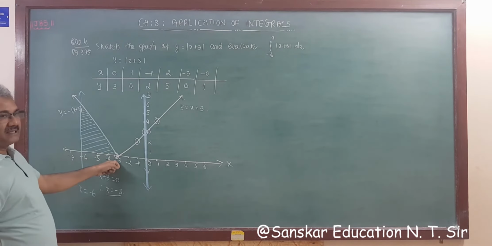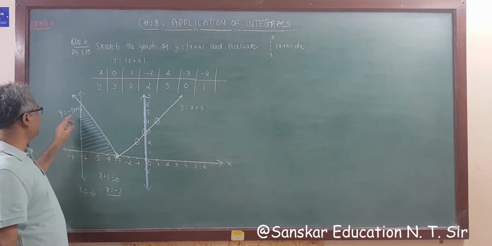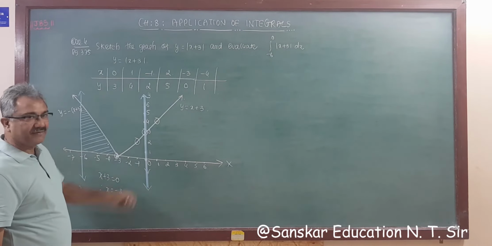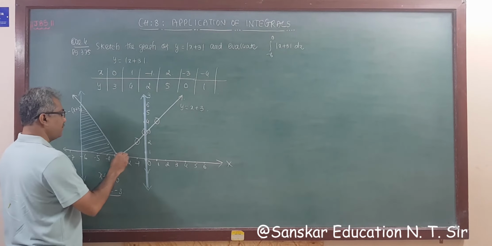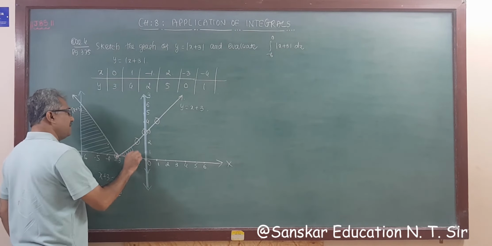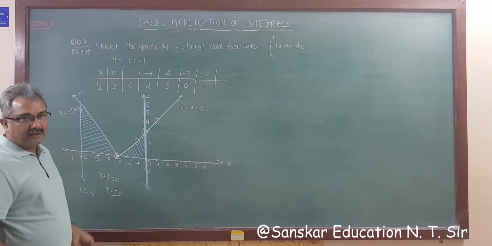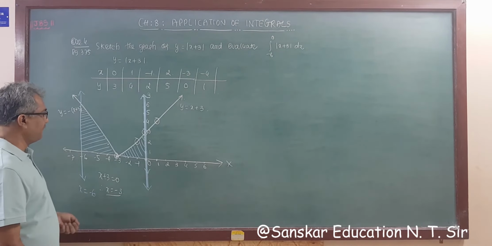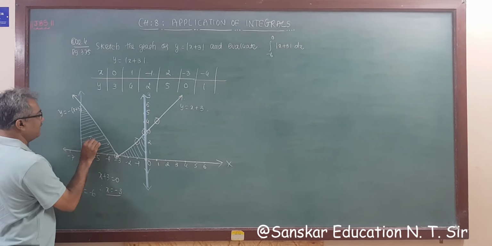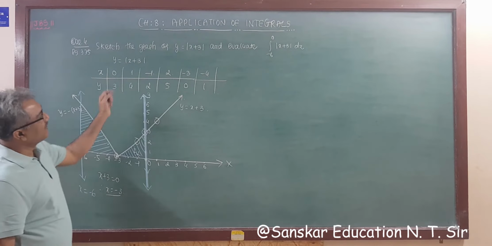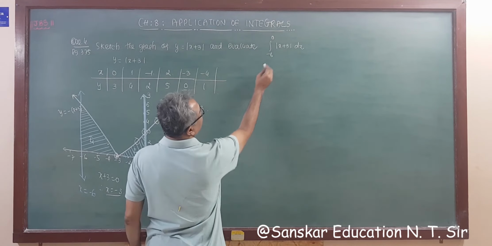In this section the graph is negative, and in this section the graph is positive, right? So we have to take two integrals, I1 and I2, as we learned in definite integration. Say this is I1 and this is I2, because of the definition of y is equal to x plus 3.